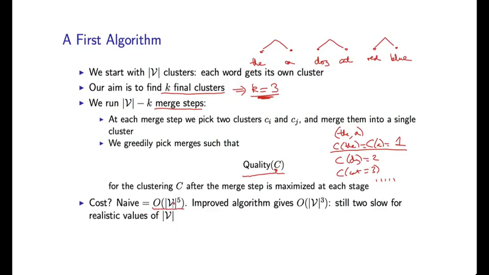You can show that it would take order the vocabulary size to the power of 5. But the IBM folks, the Brown et al. paper, gives a slightly more efficient algorithm, which is cubic in the vocabulary. That's an improvement for sure, but actually still too slow for realistic values of V.